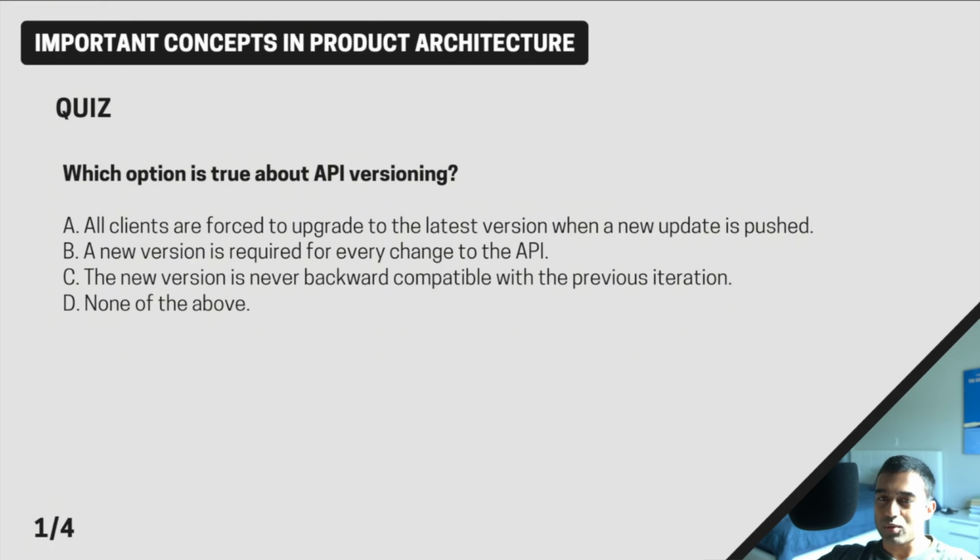So let's do a quick quiz. Which option is true about API versioning? A, all clients are forced to upgrade to the latest version when a new update is pushed. B, a new version is required for every change to the API. C, the new version is never backwards compatible with the previous iteration. So the answer is D, none of the above.